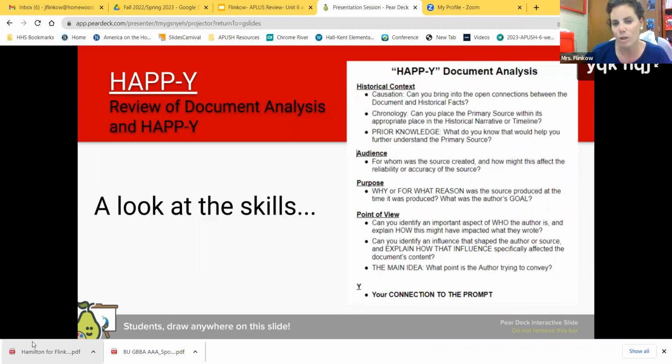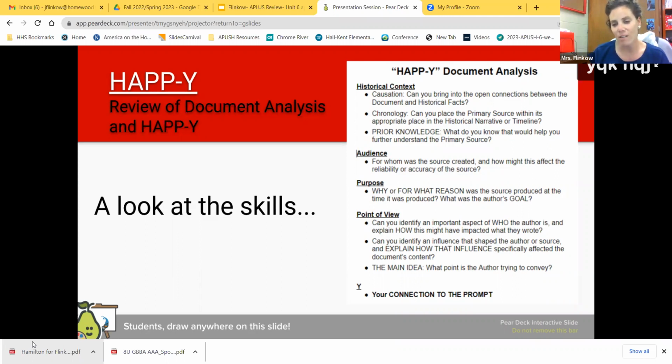H stands for historical context. Can you bring into the open connections the facts that are happening when this document's created? Really important thing about this is, especially if it's an image, you want to think about what was taking place when the image was created, not you looking at the image today. Okay. And what stance was this created in? Audience, who was this intended for?